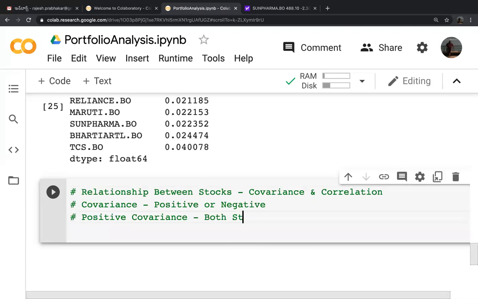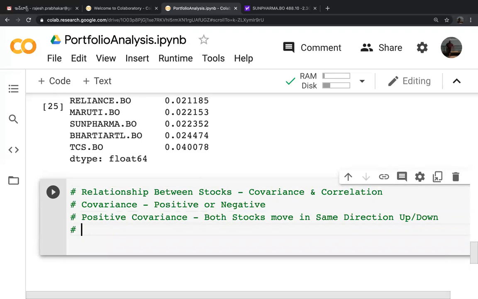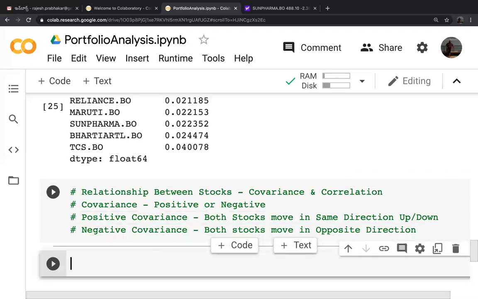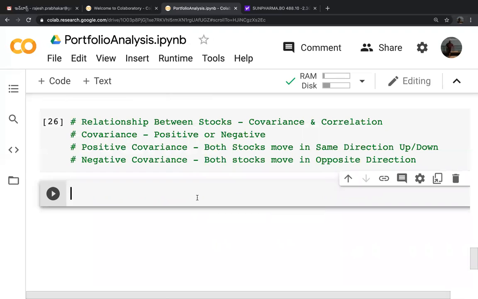Both stocks move in the same direction, which can be up or down. Negative covariance means both stocks move in the opposite direction. So one goes up, the other will go down. So relationship between stocks: covariance and correlation. Let us look at covariance first. Covariance is very easy to calculate.